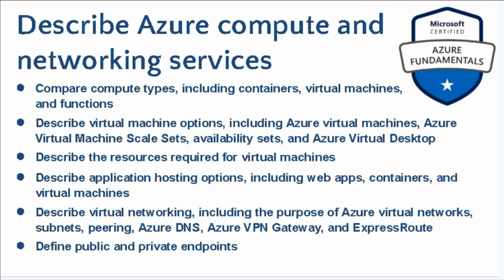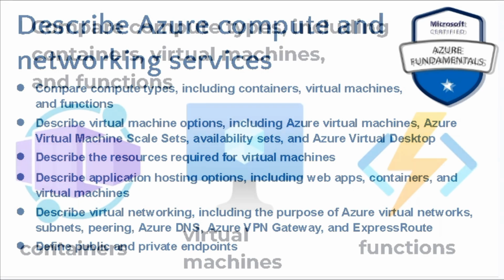We're going to be able to describe virtual machine options, including Azure Virtual Machines, Azure Virtual Machine Scale Sets, availability sets, and Azure Virtual Desktops. You will be able to describe the resources required for virtual machines. You'll be able to describe application hosting options, including web apps, containers, and virtual machines. You'll be able to describe virtual networking, including the purpose of Azure Virtual Networks, subnets, peering, Azure DNS, Azure VPN Gateway, and ExpressRoute. And finally, you will be able to define public and private endpoints.